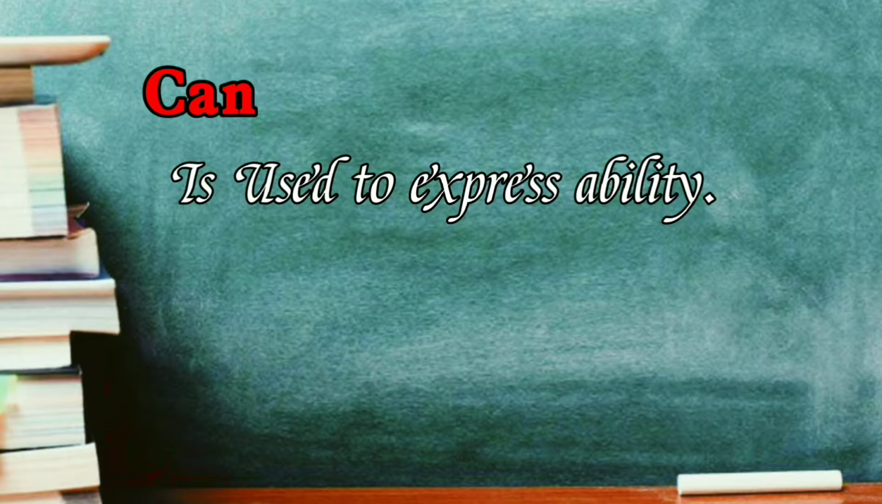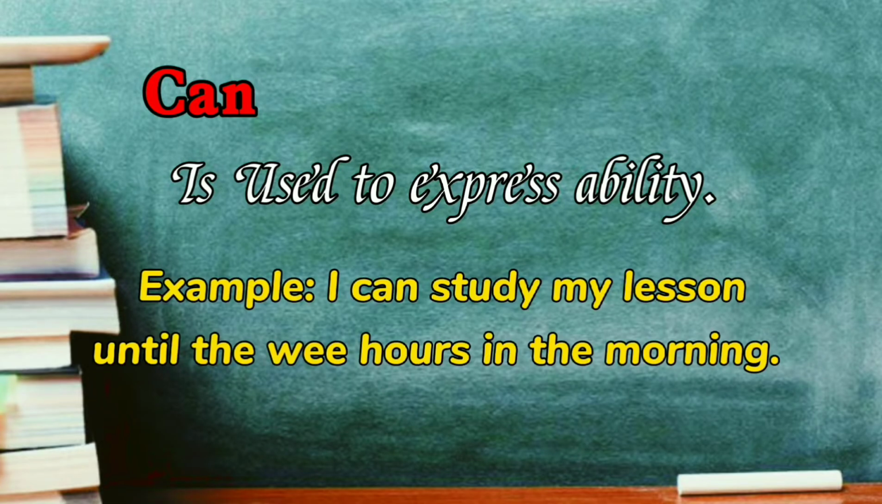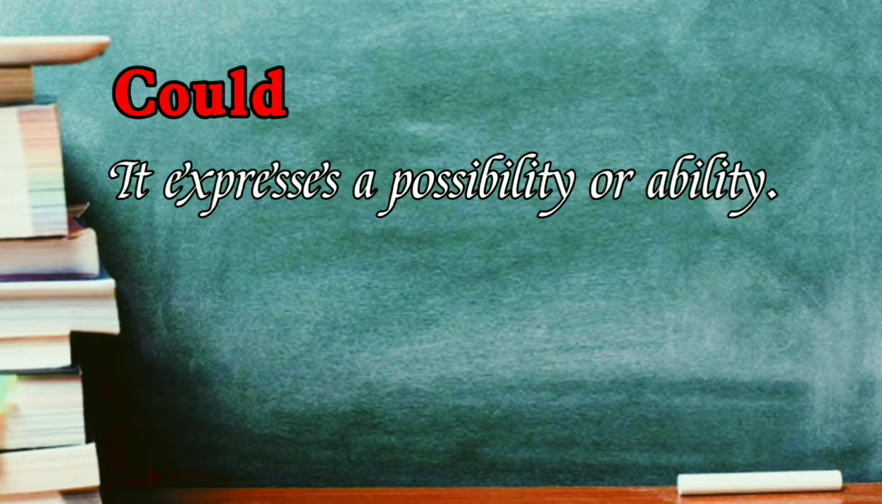Can is used to express ability. Example: I can study my lesson until the wee hours in the morning. Can is used to express ability. Could. It is the past tense of can. It expresses a possibility or ability.